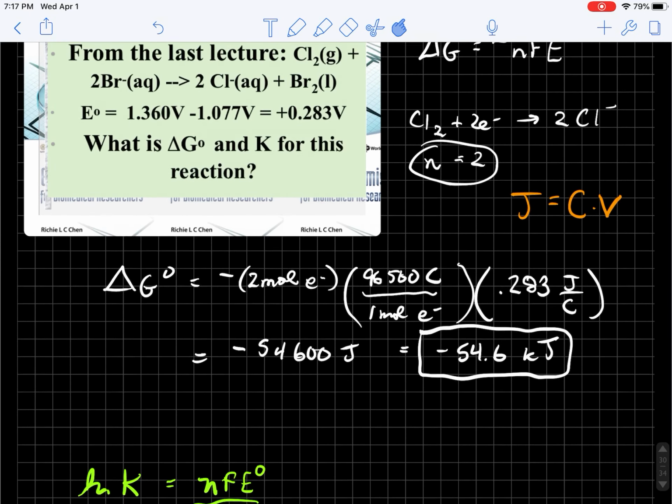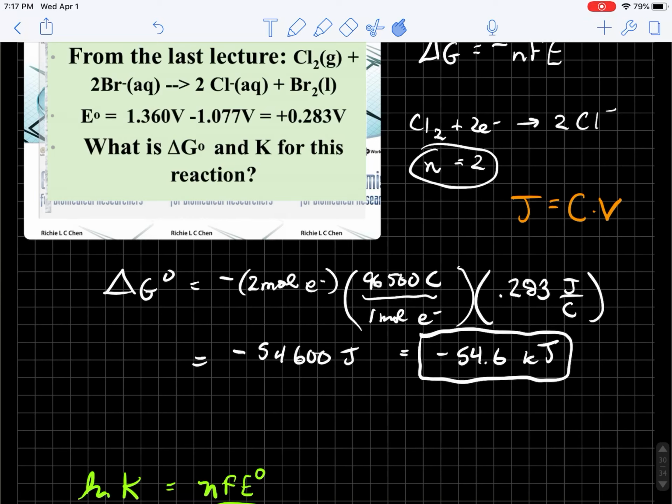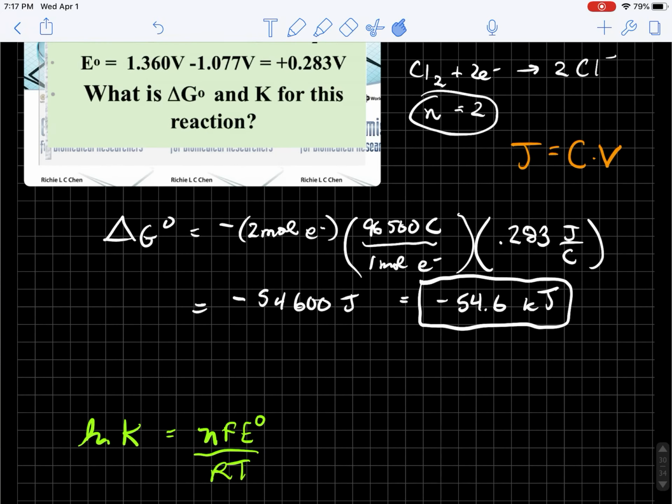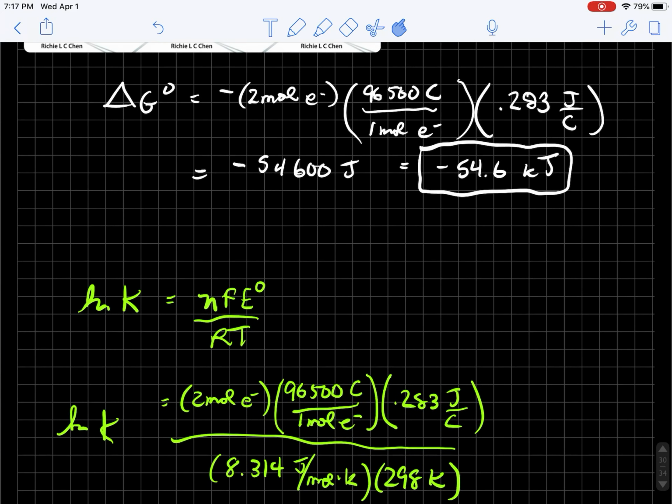And so we can just substitute into negative nFE naught: 2 moles of electrons times Faraday's constant times the voltage, and I got negative 54.6 kilojoules.